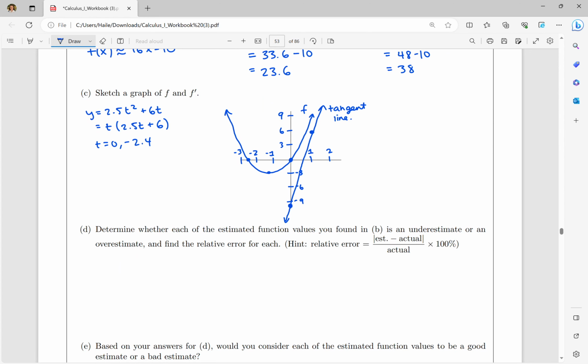Notice the tangent line is below the function f. So what that tells me is that the estimates that I found in part B were actually lower than the real function value. So that's what I'm going to write in part D. So f of 2.1 approximately 23.6 is an underestimate. And so is f of 3 approximately 38.